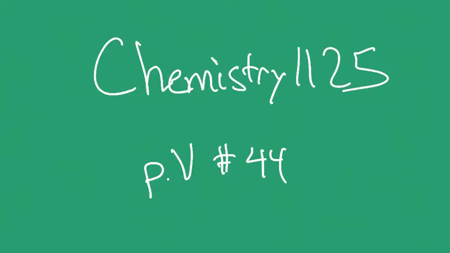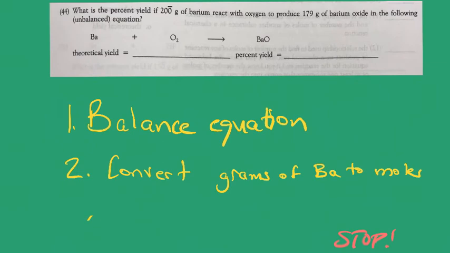Let's talk about chemistry 1125 and problem 44 on page V. One of the challenging new things on this problem is figuring out the theoretical yield and the percent yield. If you read this problem with me, it says, what is the percent yield if 200 grams of barium react with oxygen to produce 179 grams of barium oxide in the following unbalanced equation?